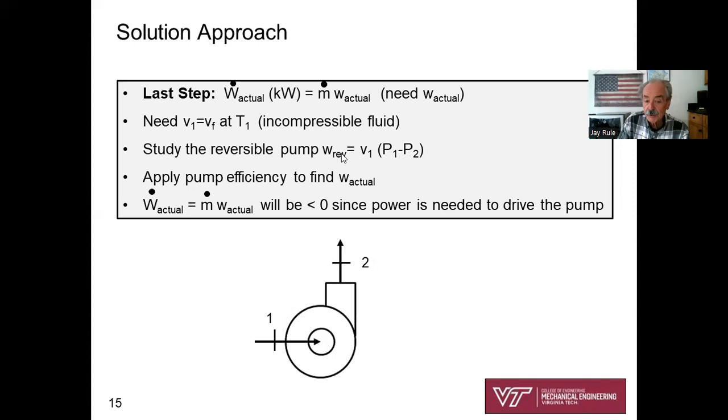We're going to study the reversible pump. Reversible work is V times P1 minus P2, which you can derive from class notes. We will apply pump efficiency to find the actual work, W actual. And once we've found W actual, we'll apply the mass flow to get the power needed to drive the pump.